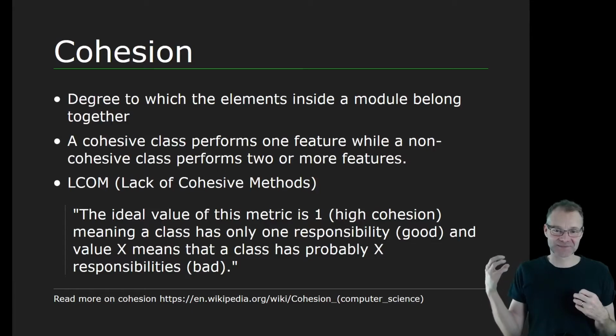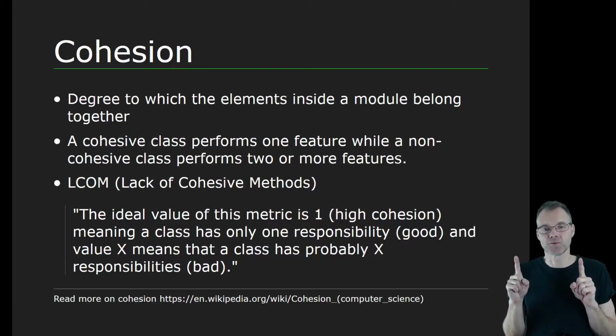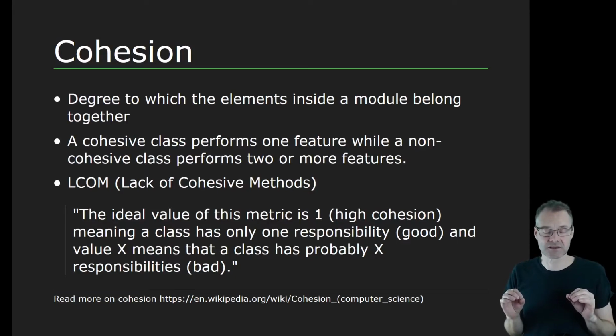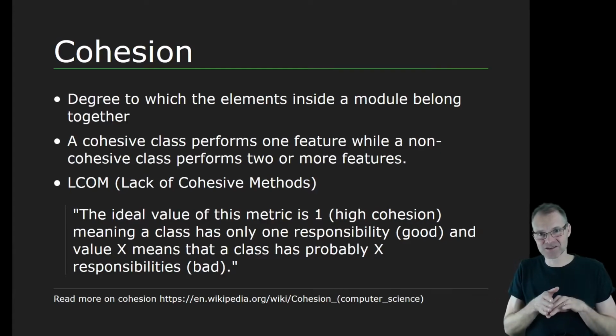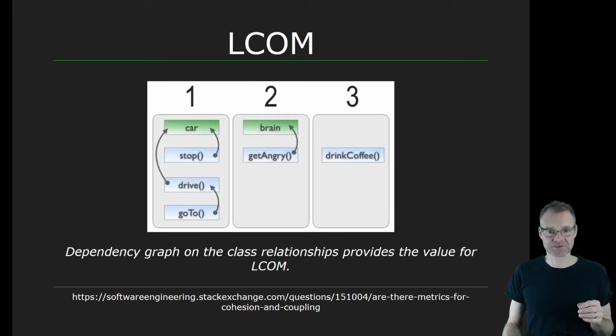It is also a measurement of how many features your class is performing. So how many things is your class performing? Having a class that performs one thing, one feature, is good, because it's crystal clear what this class is going to do. But when you have a class that performs many features, well, do these features actually belong together, or should they be separated into their own modules? So this is what cohesion is trying to tell us.